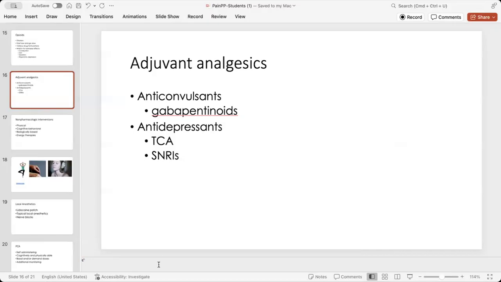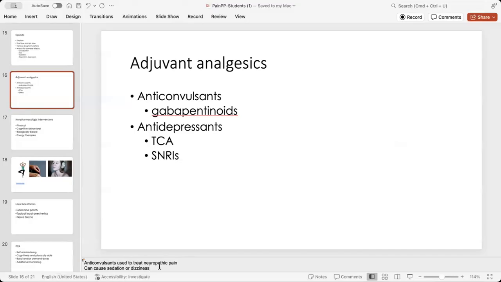And these are often used to treat what type of pain? Neuropathic pain, right? Pregabalin, gabapentin. They can cause a little bit of sedation, a little bit of dizziness, so make sure that you're teaching clients about that.